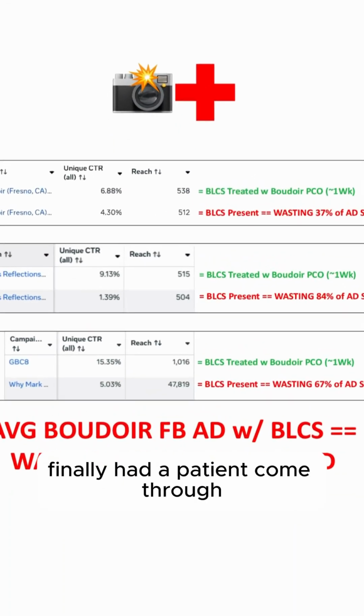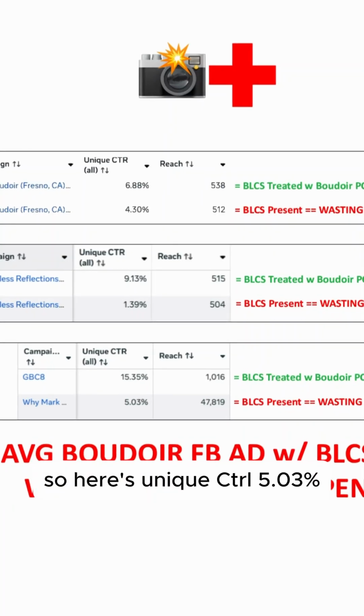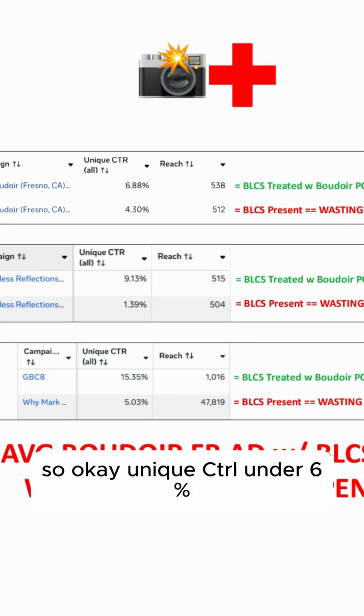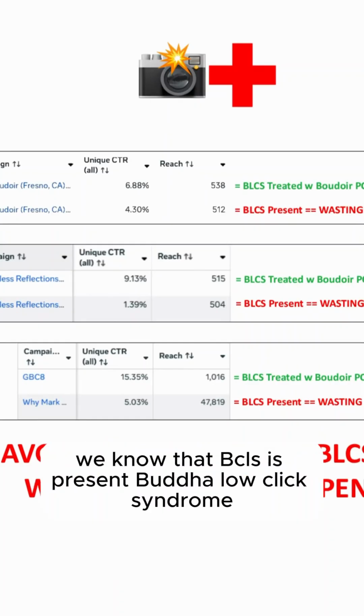Finally, I had a patient come through. His unique CTR was 5.03%. So okay, unique CTR under 6%, we know that BLCS is present, boudoir low click syndrome.